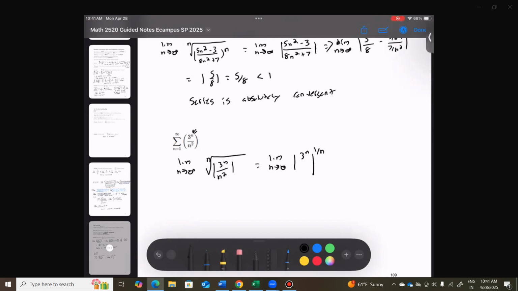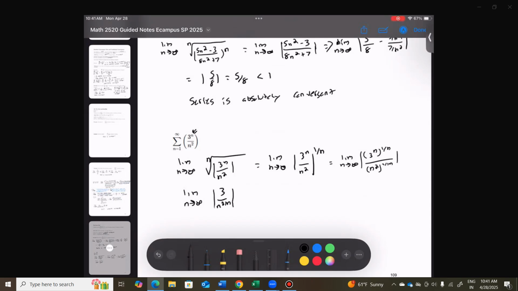Okay. Over n squared. Going to be a limit as n goes to infinity of 3 to the n to the 1/nth over n squared to the 1/nth. Okay. 3 to the n to the 1/nth is just going to be 3. And n squared is going to be n to the 2 over n.